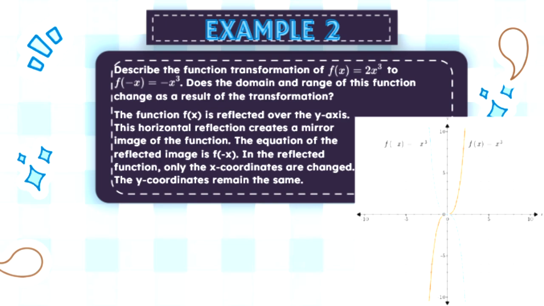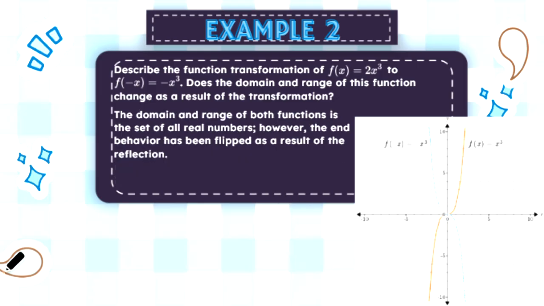This is the same information for every single graph. So our original function is reflected over the y-axis. The x-coordinates change. The y ones stay the same. The domain and range of both functions is the set of all real numbers, because if you see, neither of them has a beginning or an end, okay? So they go both ways, all the way.